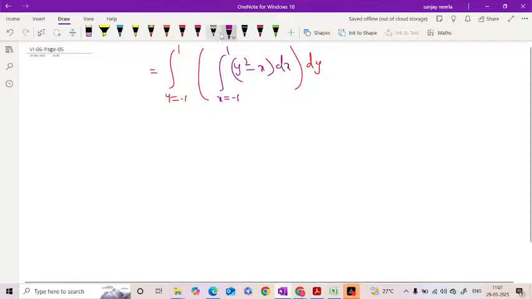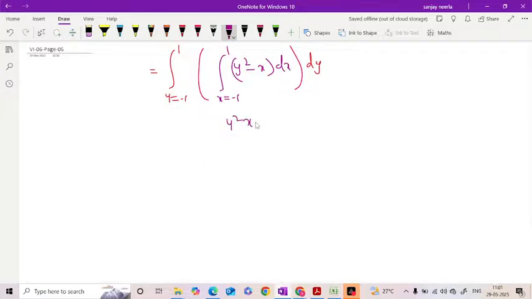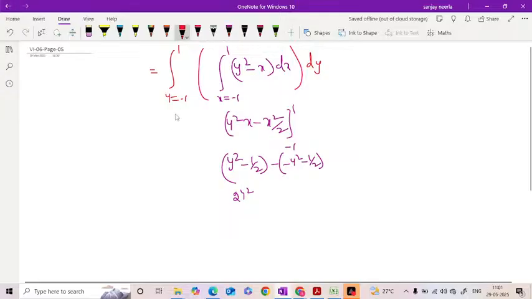Okay, let's solve directly. So y square, after integration, we'll get x square by 2, limits from minus 1 to plus 1. Upper limit is 1, so y square minus 1 by 2, and lower limit is minus 1, so minus y square minus 1 by 2. So the minus 1 by 2 terms cancel, and we get 2y square. So 2y square is the first integration result.